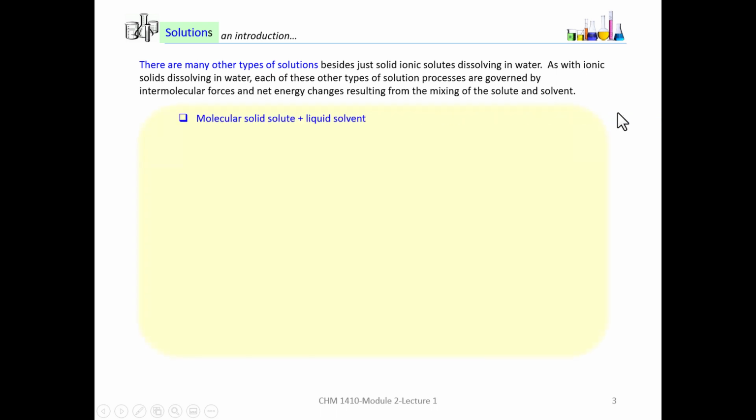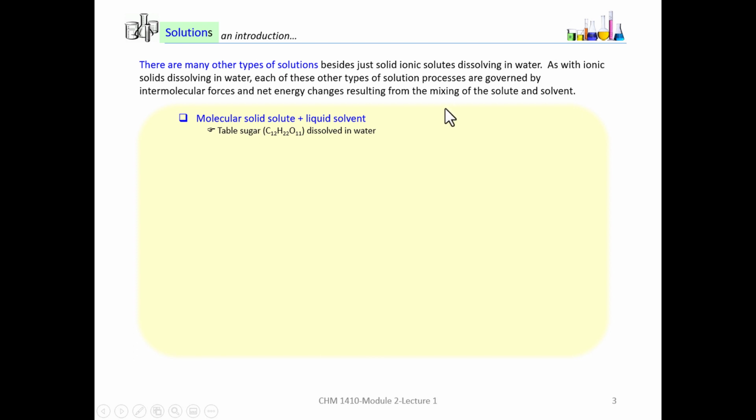You could have a molecular solid solute dissolving in a liquid solvent instead of just an ionic solid. And some examples here would be table sugar, which is a molecular solid dissolving in water. We know that sugar dissolves in water.